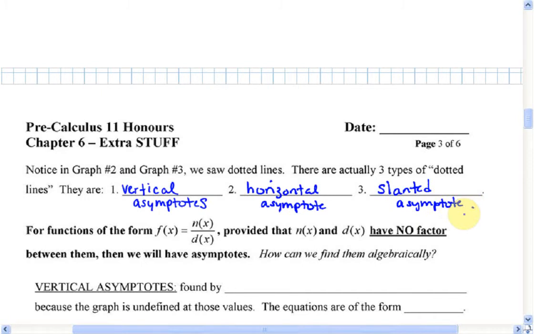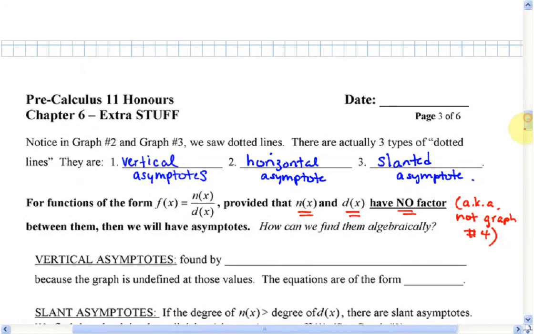Okay, so please be aware though, and this statement underneath is bold for a reason. It says for functions of this form where you have a rational expression, a numerator divided by denominator, provided that the numerator and denominator have no factor between them. Okay, so AKA also known as not graph number 4. Remember how graph number 4, the one that came out to a line, actually had a factor between them? If there is no factor between them, then you will have these asymptotes.